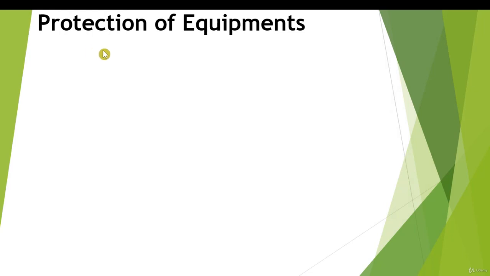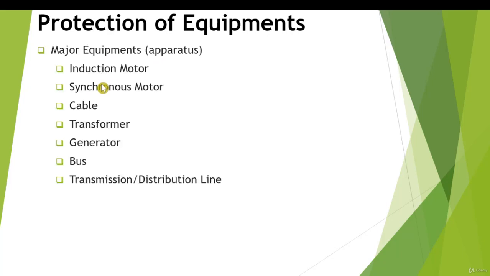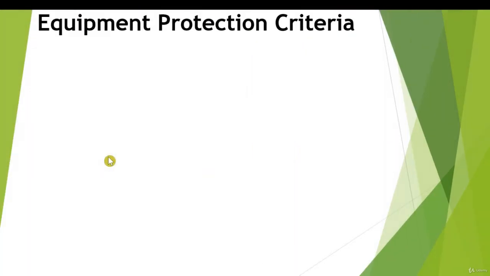In an electrical system, there are various electrical equipments for which protection needs to be designed and implemented. The major equipments are induction motor, synchronous motor, cables, transformers, generators, bus bars, transmission and distribution lines. So let's understand equipment protection criteria.